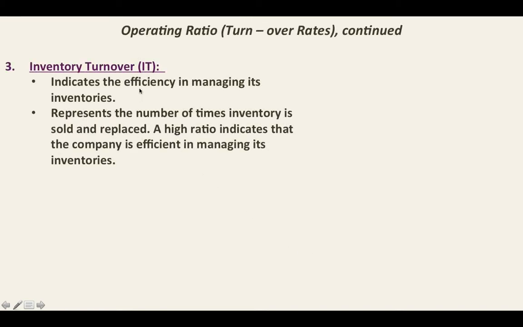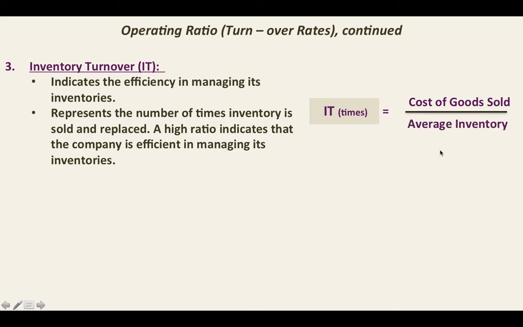Next is inventory turnover. Inventory turnover, or IT for short, indicates the efficiency in managing inventories. Inventory turnover represents the number of times inventory is sold and replaced. A high ratio indicates that a company is efficient in managing its inventories. So IT is expressed in number of times. The formula is cost of goods sold over average inventory.